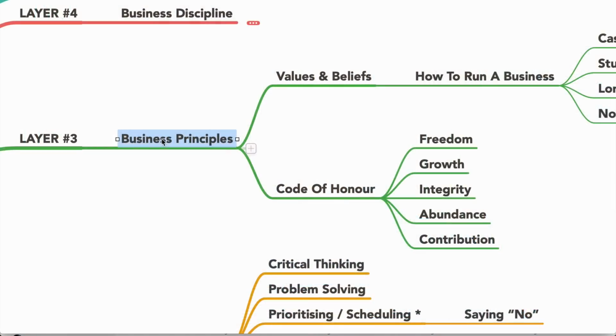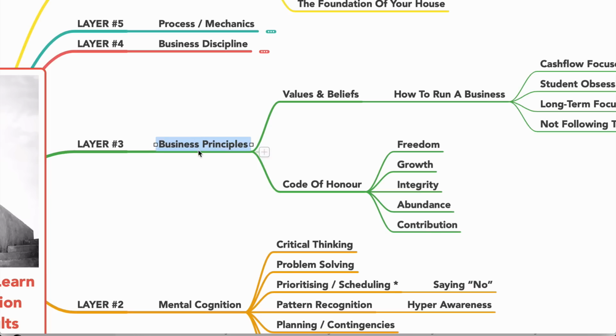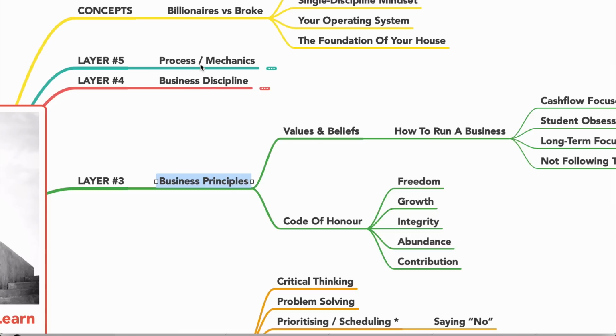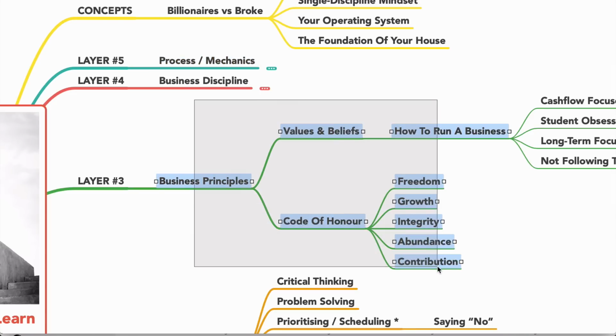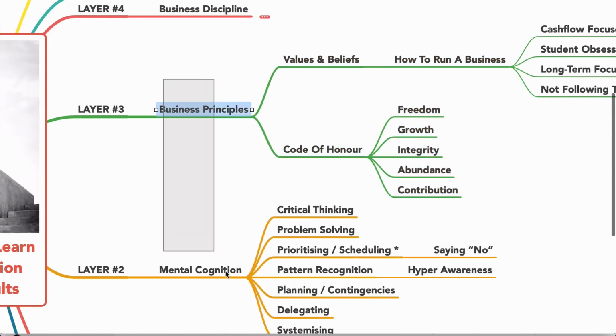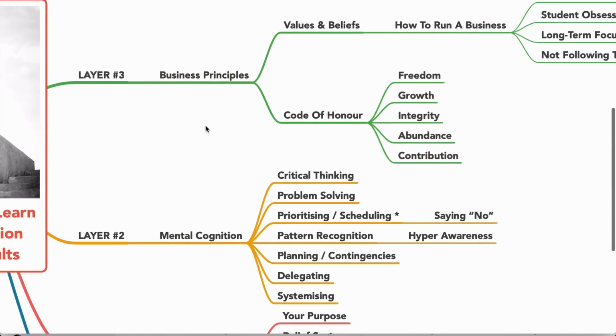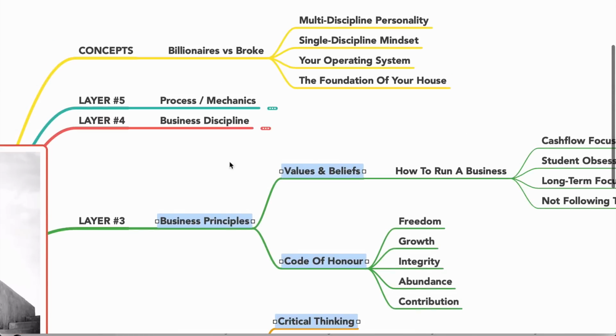Now the thing is, I hope all of you realize that just by knowing the processes, say, how to run Facebook ads, if your business principles, mental cognition, and mental awareness are not strong, then whatever you do on the top is not going to get you results. Because if you have a strong depth and you learn the processes on the top, those processes will have a much higher impact. Are you getting it?